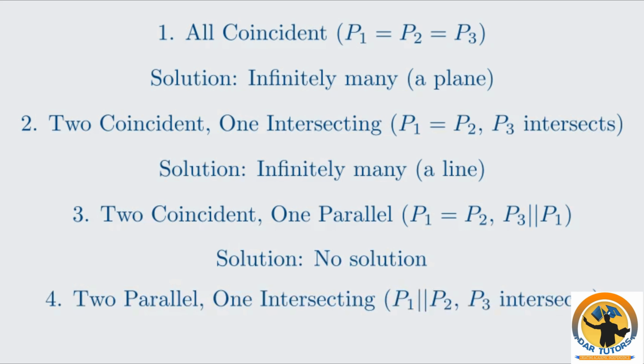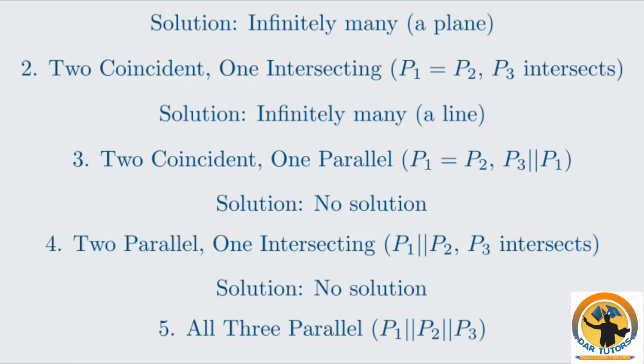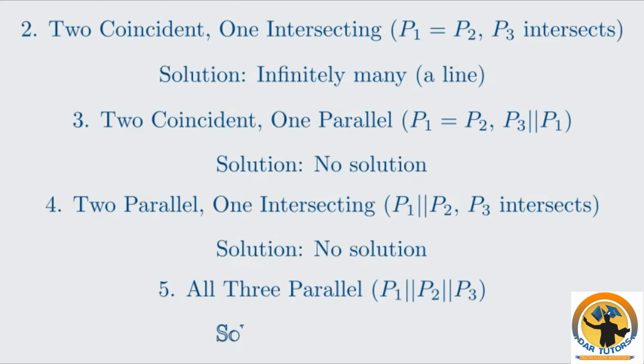Fourth, two planes can be parallel, and the third plane intersects both of them. This creates two parallel lines of intersection, so there is no common point of intersection, and thus no solution. Fifth, all three planes can be parallel. Clearly, they will never intersect, so there is no solution.